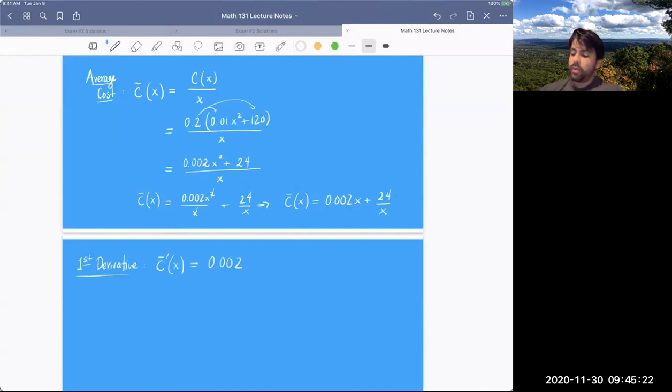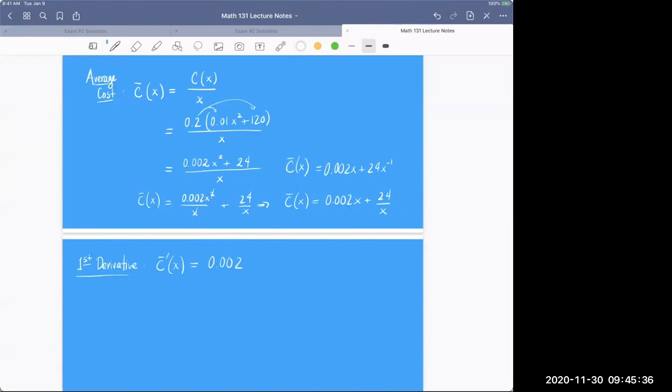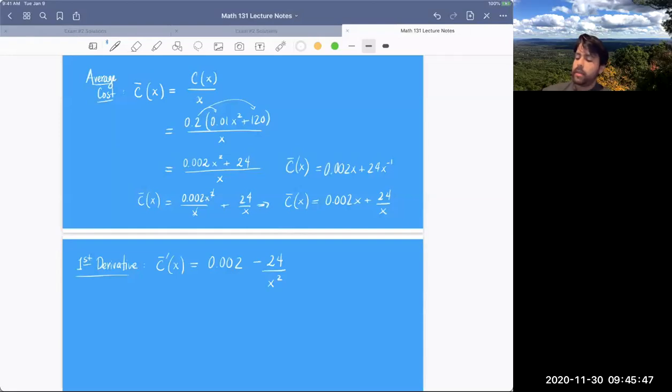And then what would be the derivative of 24 over x? Well, if you guys wanted to, you can rewrite this as 0.002x plus 24x to the negative 1. So what happens when I take the derivative of 24x to the negative 1? It becomes negative 24 x to the negative second power, so I can put that in the bottom, and then set it equal to 0 and solve.